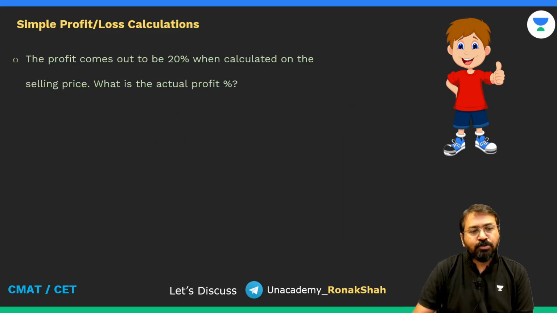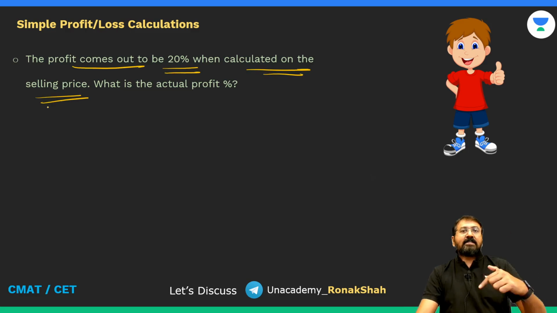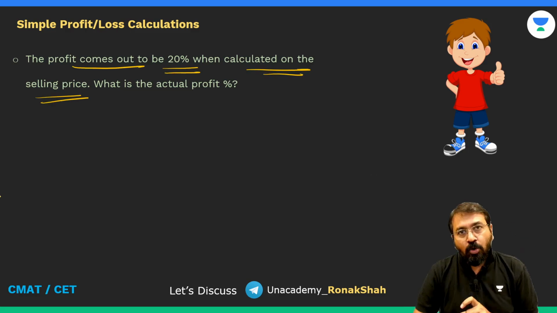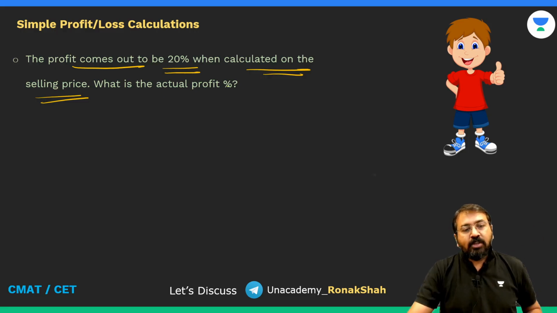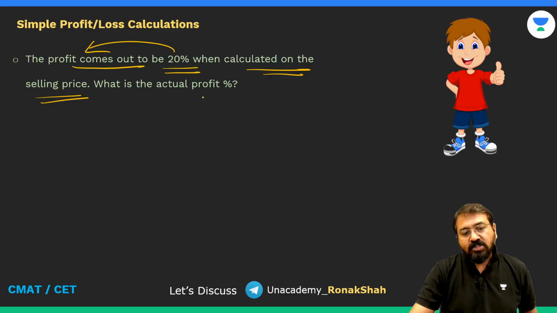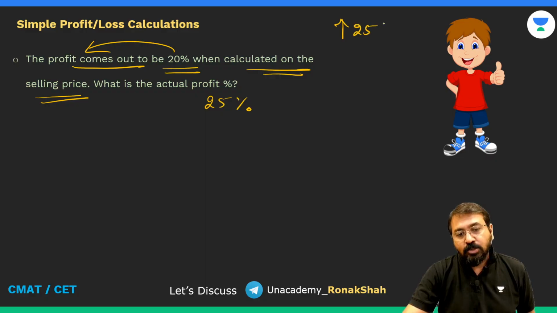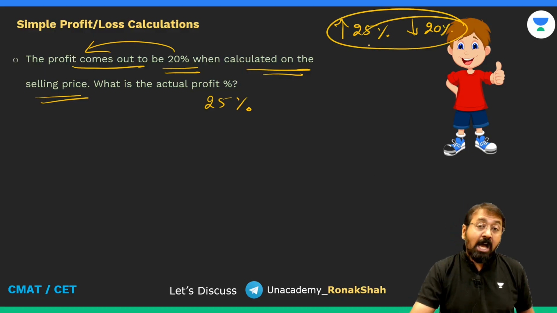Let's look at one more situation guys. The profit comes out to be 20% when calculated on selling price. Now see, please understand, profit we normally calculate on cost, but if I calculate on selling price, so it comes out to be 20%. So what is the actual profit? So guys, if you calculate on selling price, if it comes out to be 20%, so on cost, actual profit will be 25%. Do you remember those increase decrease pairs, 25% and 20%? That is applicable over here also. But how is it applicable?